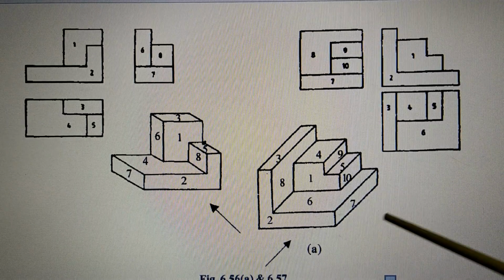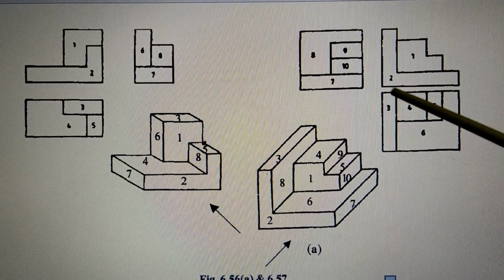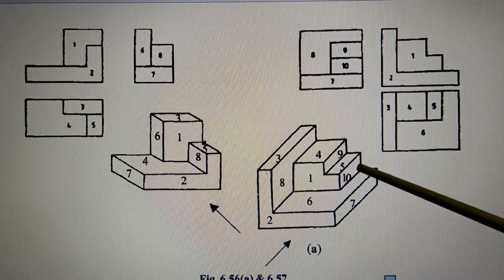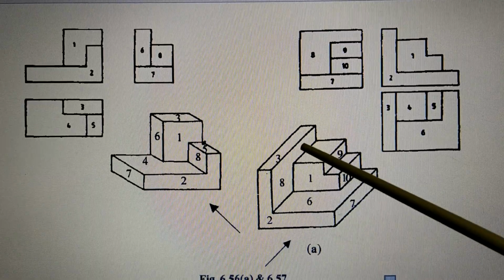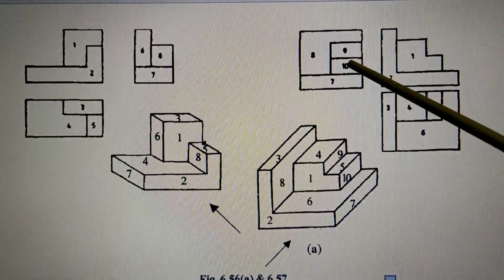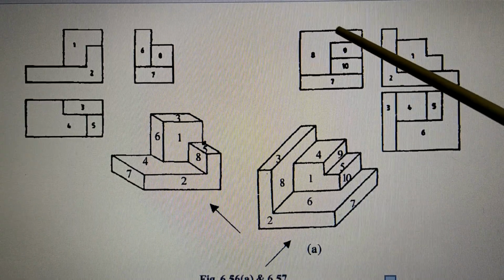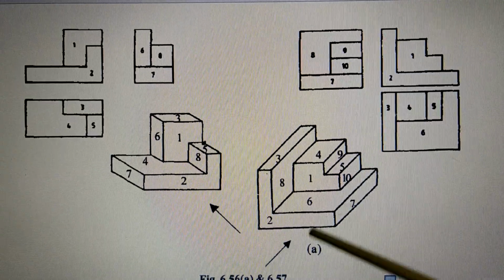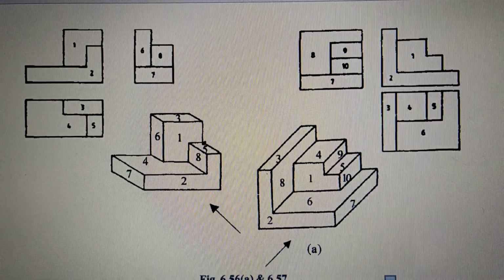And then from the right hand side, what you see? Draw on the left side. So you will see 7, after 7 there is 10, above 10 there is 9, and in the background there is 8. 7, 10, 9, 8. This is 8. So this is figure 6.57.